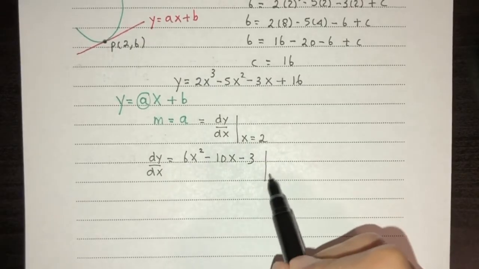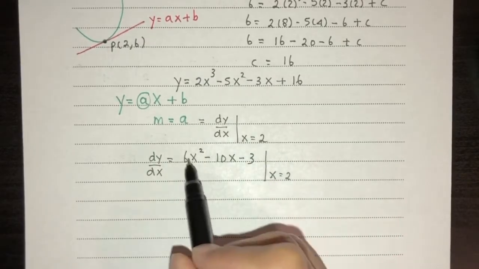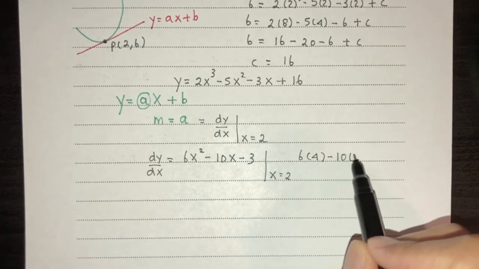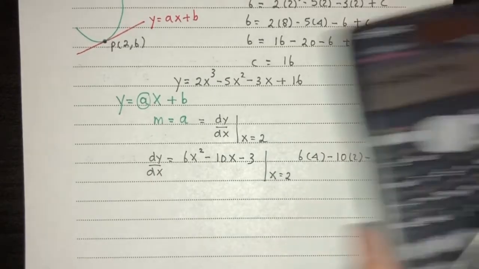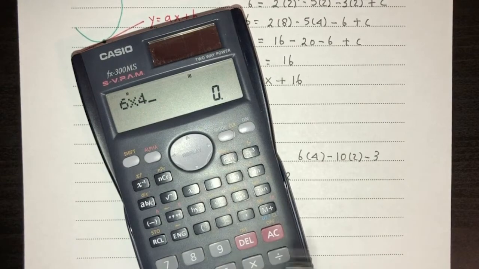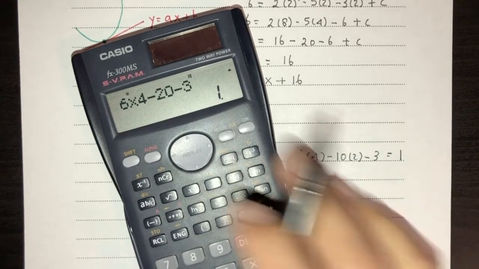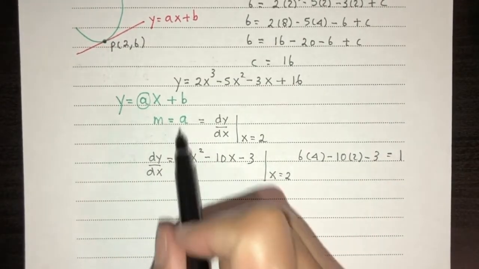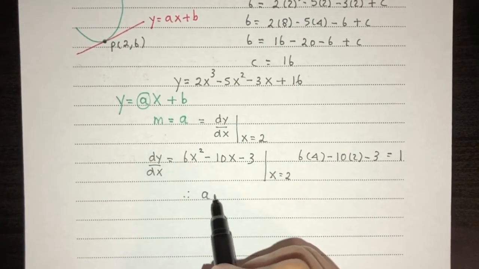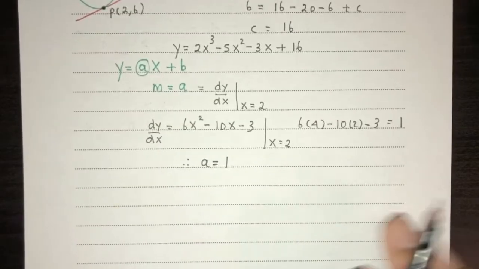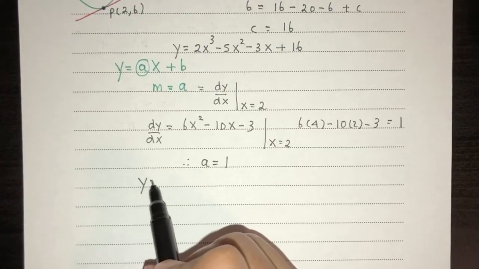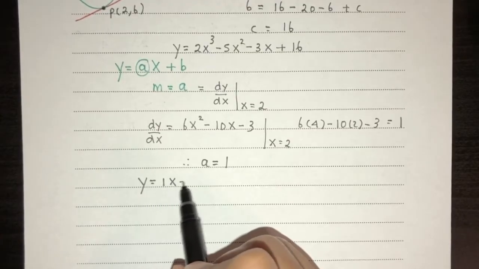Now let's replace the value of x equal to 2. Let's see what happens. You will have 6 times 4 minus 10 times 2 minus 3. That will be 24 minus 20 minus 3. That should be 1. So basically, we have found out that the value of a is equal to 1. Now replace this back in your equation. You will have y equals 1x plus b.